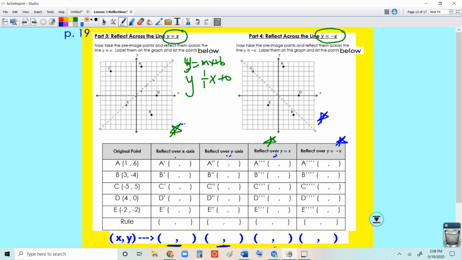Just to clarify, we're not going first step, second step. No. We're saying, how did I get from the original to here? So take the original point and just reflect it over that line. Okay? All right, so take a minute, explore those.